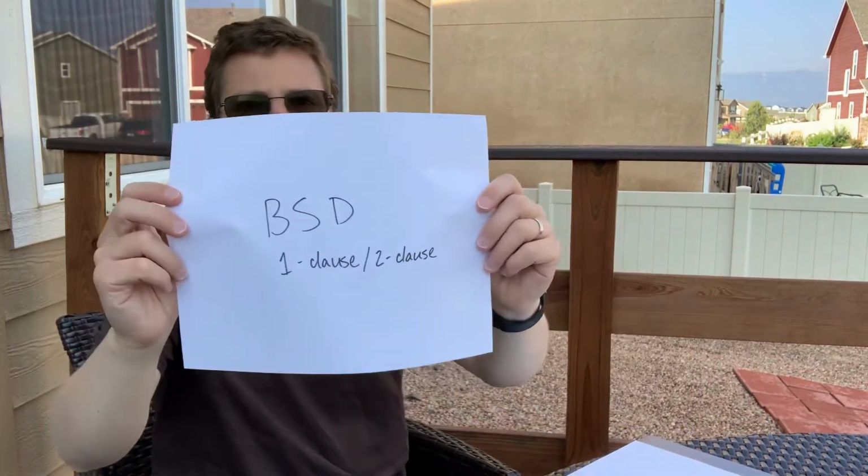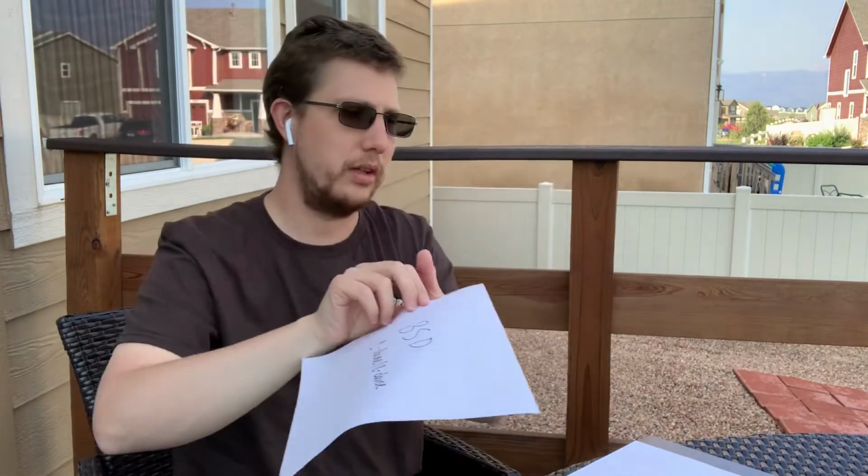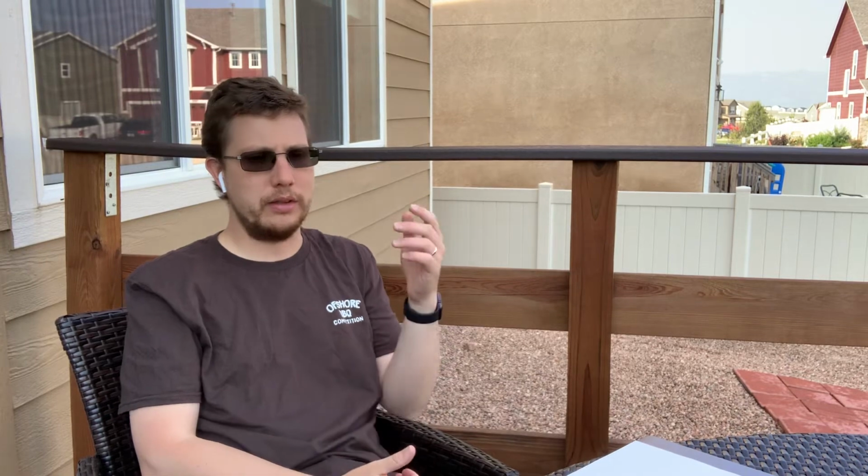Next, there's the BSD 1 clause or 2 clause license. And the biggest difference between those two is, well, 1 clause. What that 1 clause is, is whether or not you have to include the license agreement and the copyright notice with binary distributions of the work. So if you distribute the source of either your software or the library that you're basing your work off of, you have to include the license and the copyright notice.